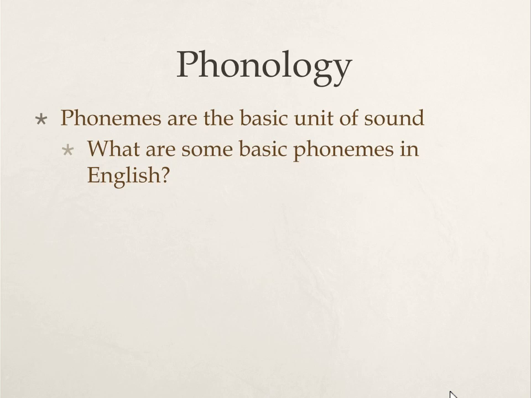Okay. And so phonemes are those basic units of sound. And so what are the basic phonemes in English? Well, there's about 40 to 45, whereas there's only 26 letters. So you have all of your vowel sounds, A, E, I, O, U. Y is a special sound. And then we have consonants and consonant clusters, which cover the rest of those sounds.